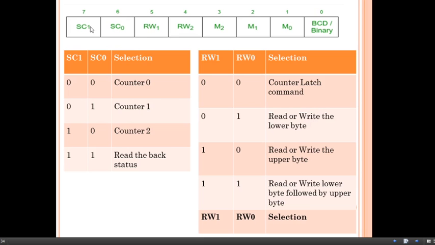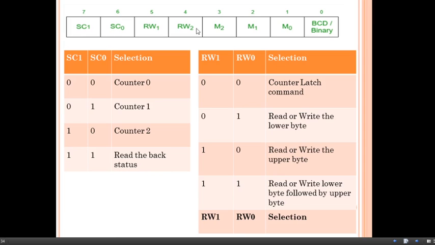Now we'll see the use of each field in this control word register format. As we have seen, the 6th and 7th bits are used for selection of counter. If these two bits are 0, then counter 0 is selected. If the bit SC0 is 1 and SC1 is 0, at that time counter 1 is selected. If it is 0 and 1, counter 2 is selected, and for 1 1, it is read back status. That means the 8254 read back command is selected if both the bits are equal to 1.